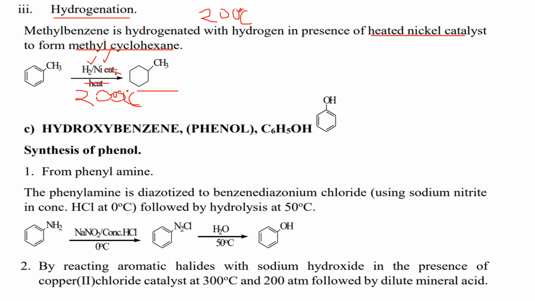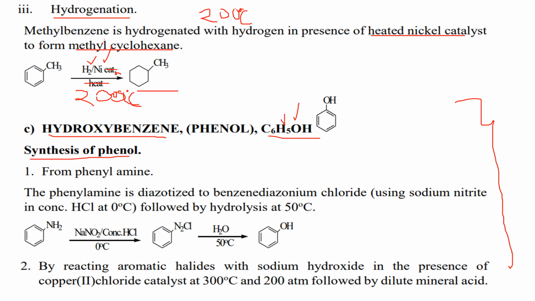So you get methylcyclohexane. Now let's look at another derivative of benzene, which is going to be phenol, and in this case, its molecular formula is written as C6H5OH. Now this phenol can also be called hydroxybenzene.